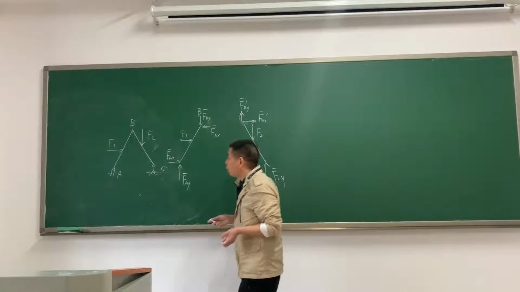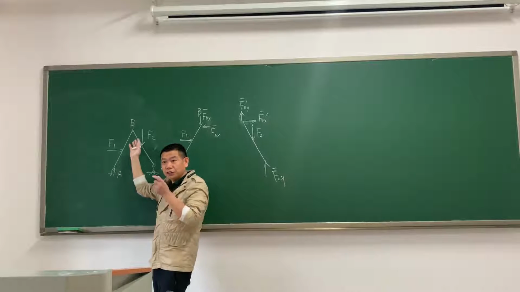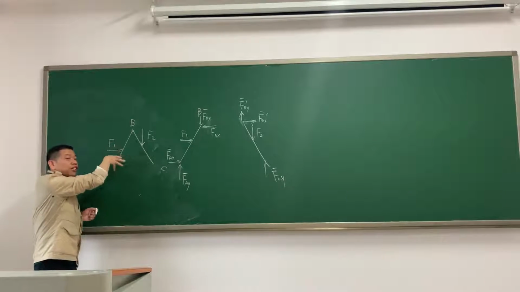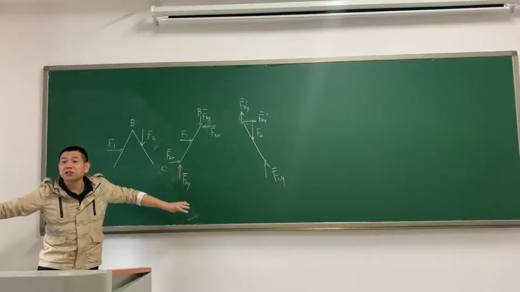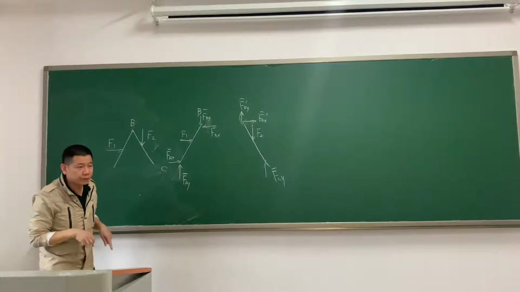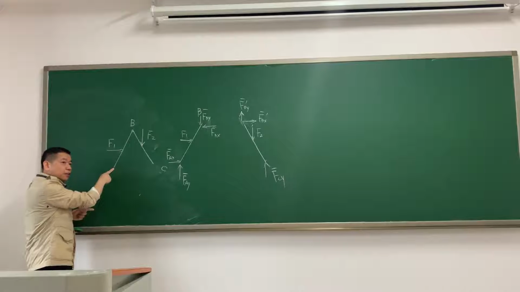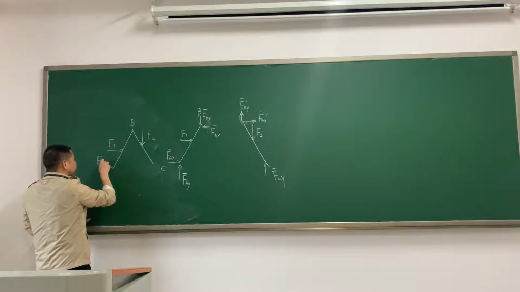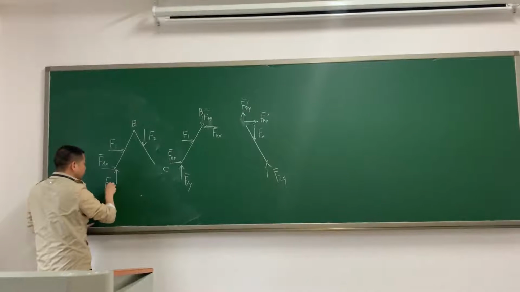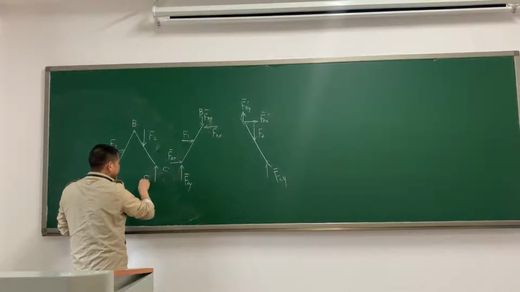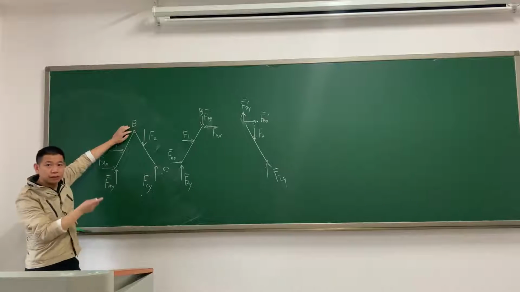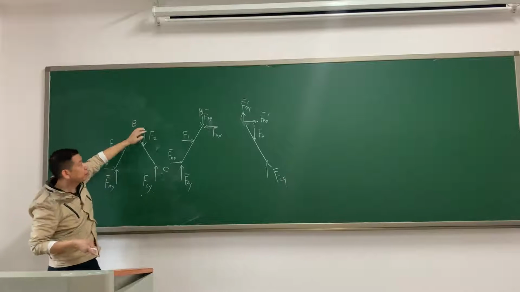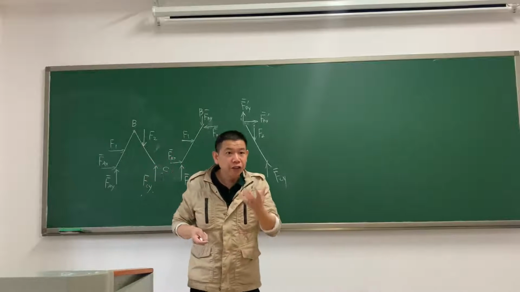Then, if I ask you to draw the free-body diagram of the entire structure, at first we draw the entire structure, but remove all the surroundings. Here is a pin support, the forces FAX, FAY, and FCY. But at this time, the forces at point B, FBY and FBX, are internal forces.